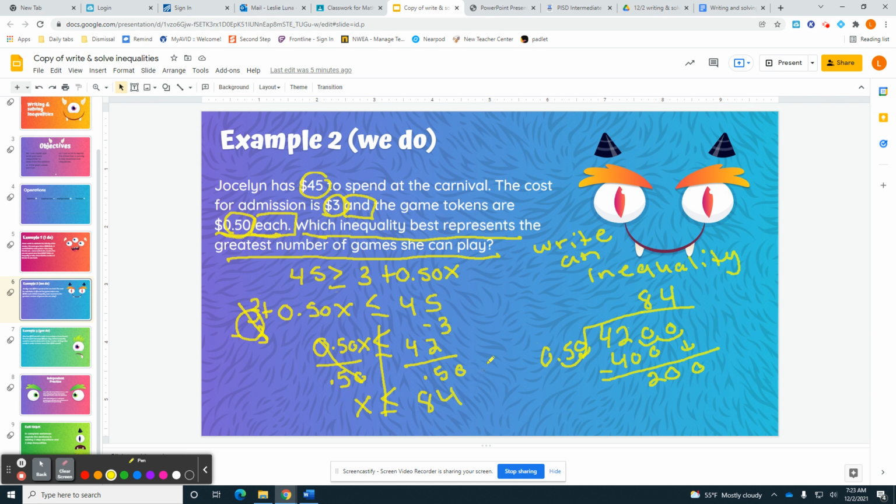84. So the most game tokens she can get is 84. Sorry, she can get. So Jocelyn can buy 84 game tokens.